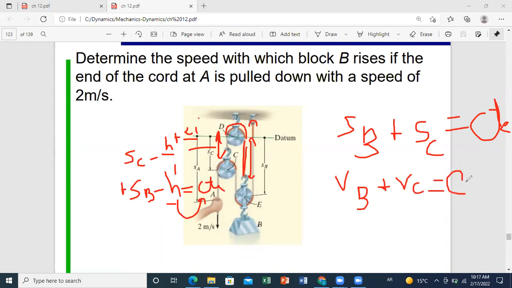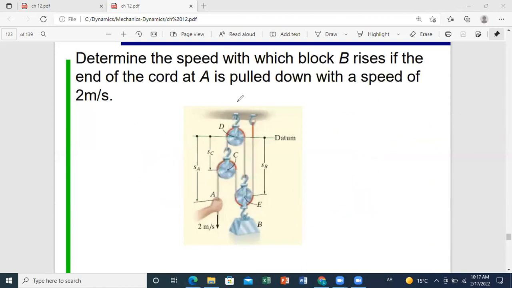And if I derive another time, I get that AB plus AC is 0. So in this way, I was able to relate motion of B and C, okay? Now, going back to my other equation, and given that VA is given, so they told me that A is pulled downward. Since A is pulled downward in the positive SA direction, so I know that VA is equal to plus 2.